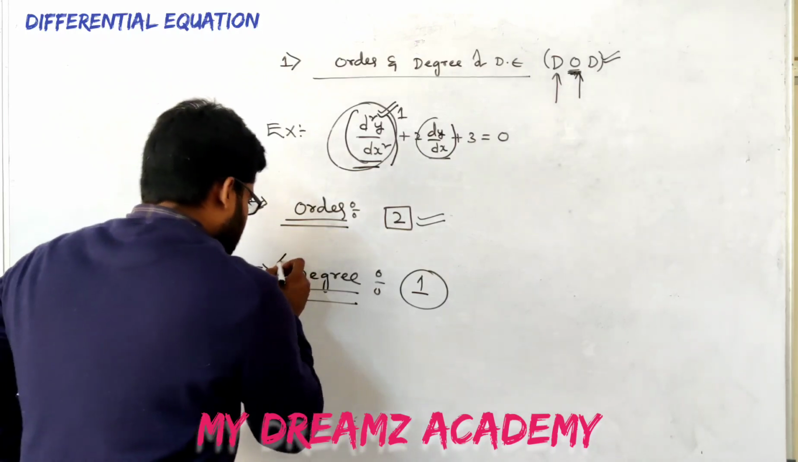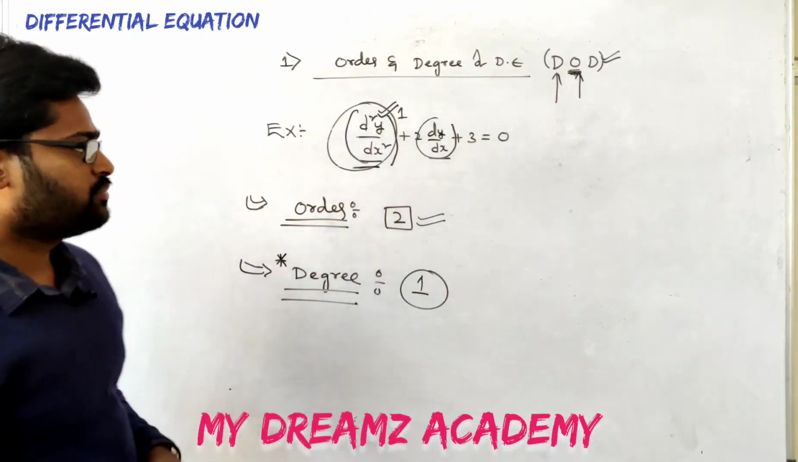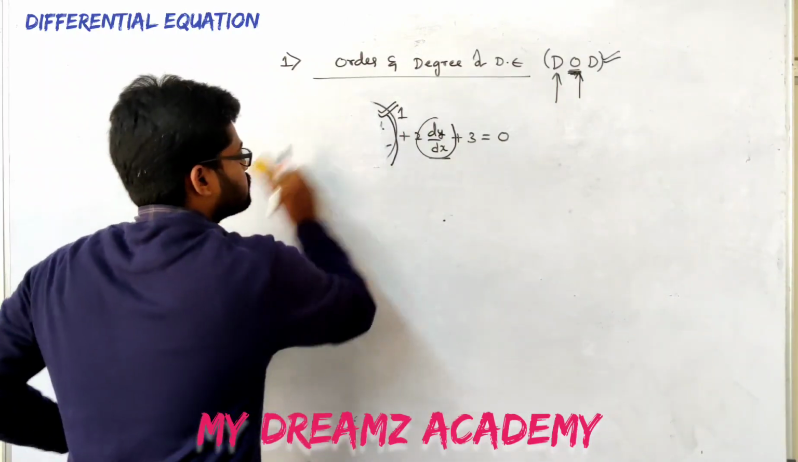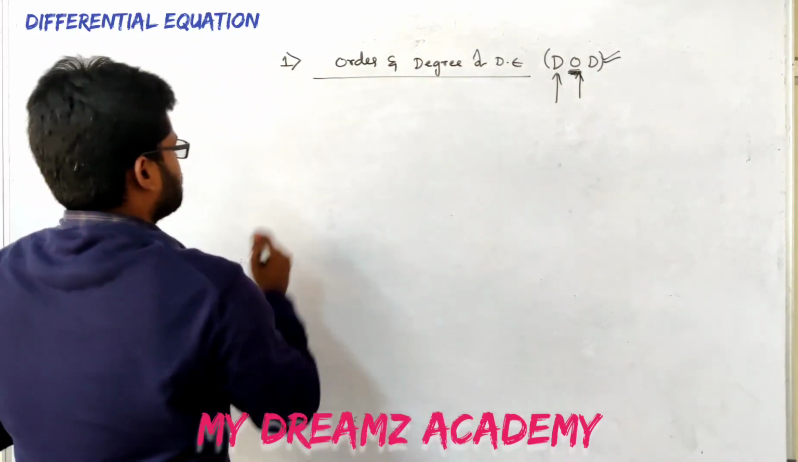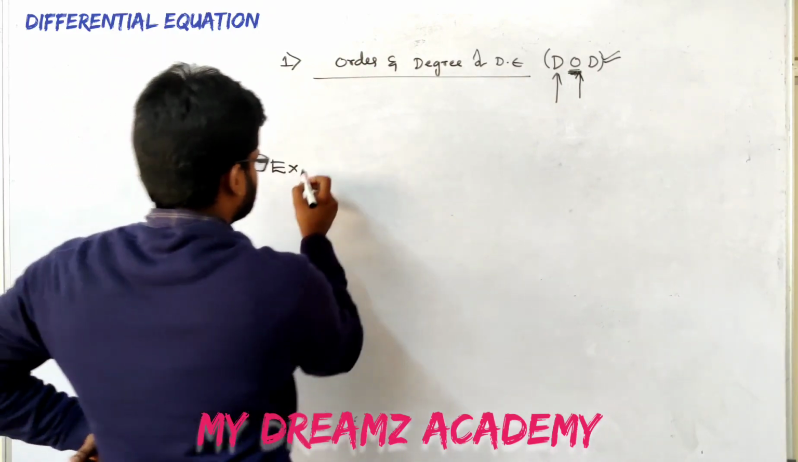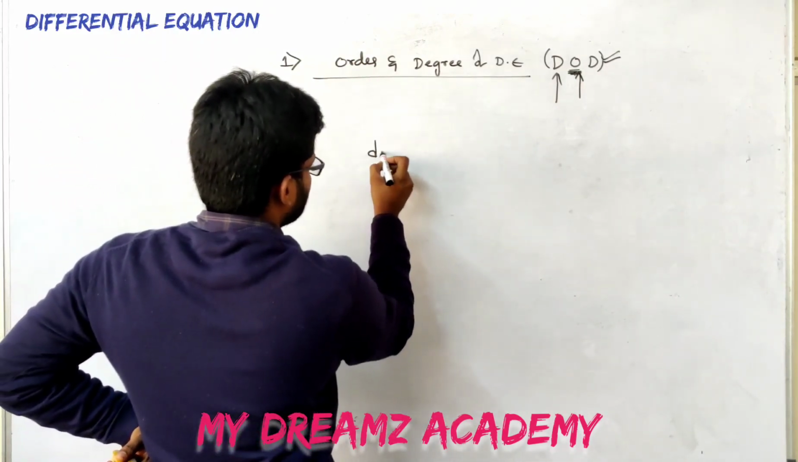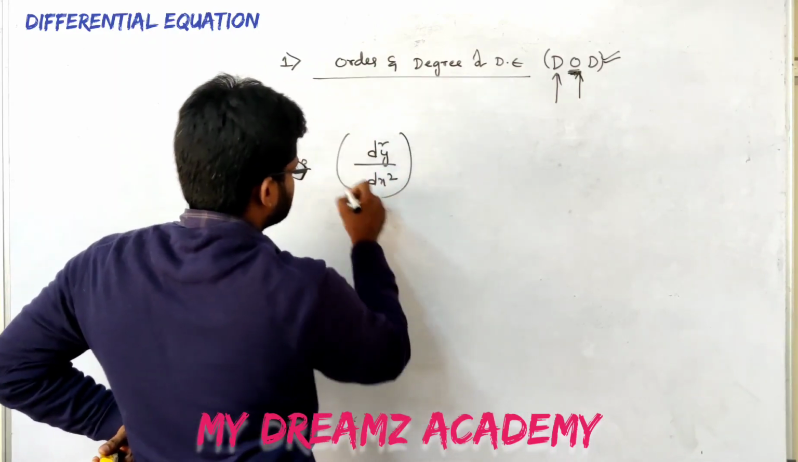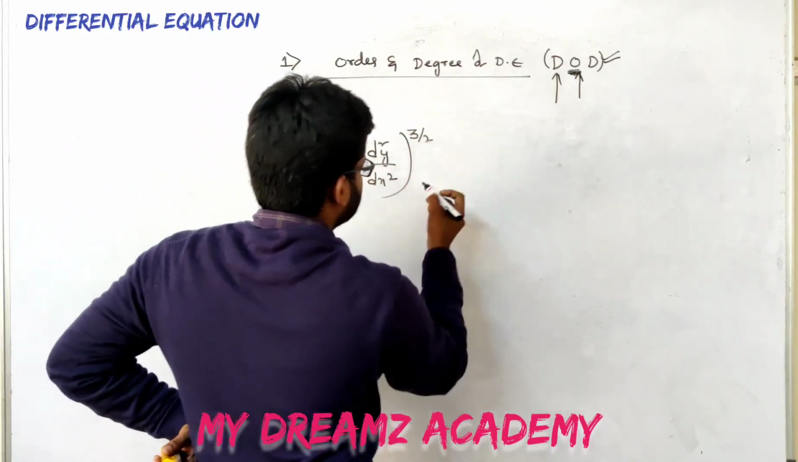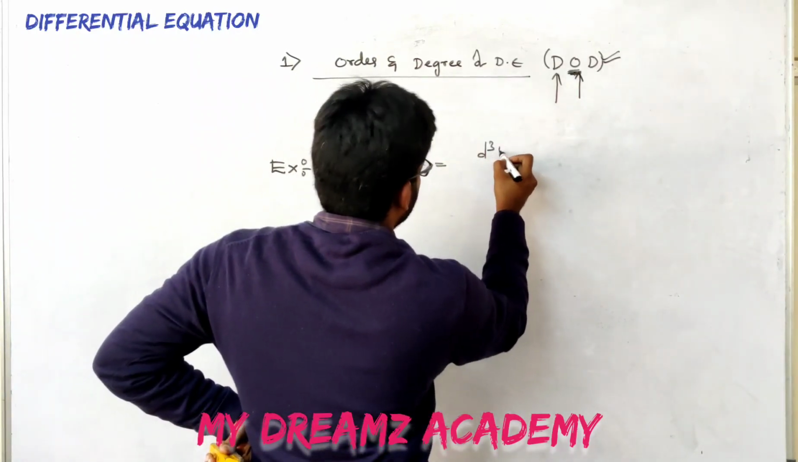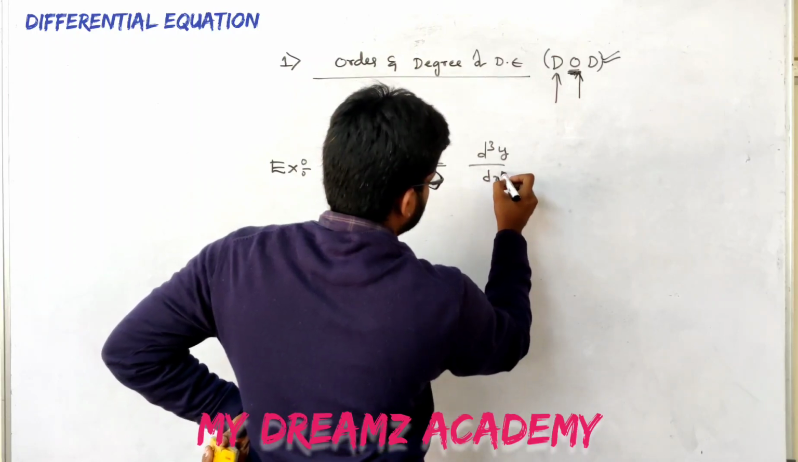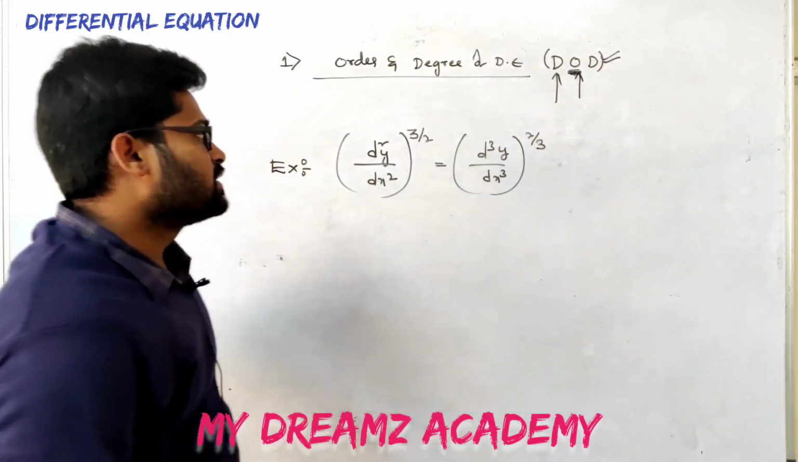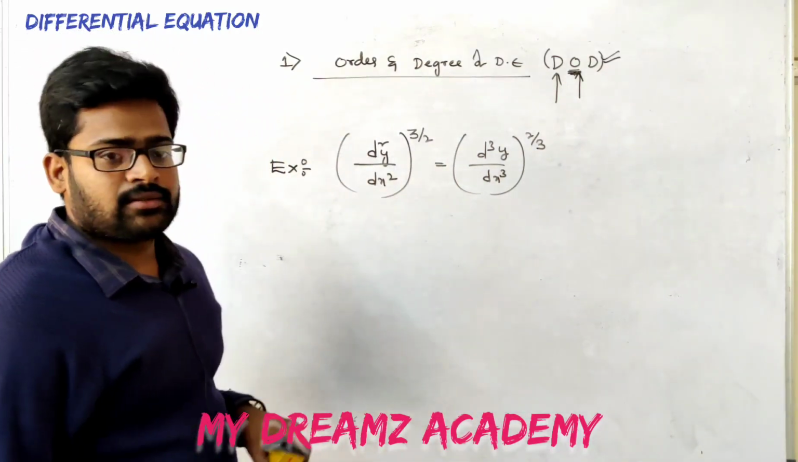But in order to find the degree, some conditions should be applied. That we will see in the next problem. Let us take one example. (d²y/dx²)^(3/2) = (d³y/dx³)^(2/3). What is the order and degree for the given differential equation?